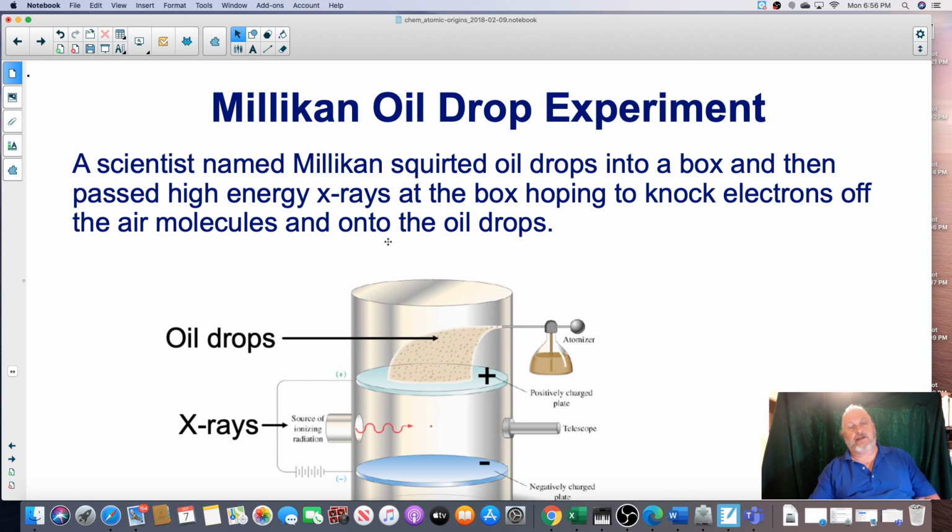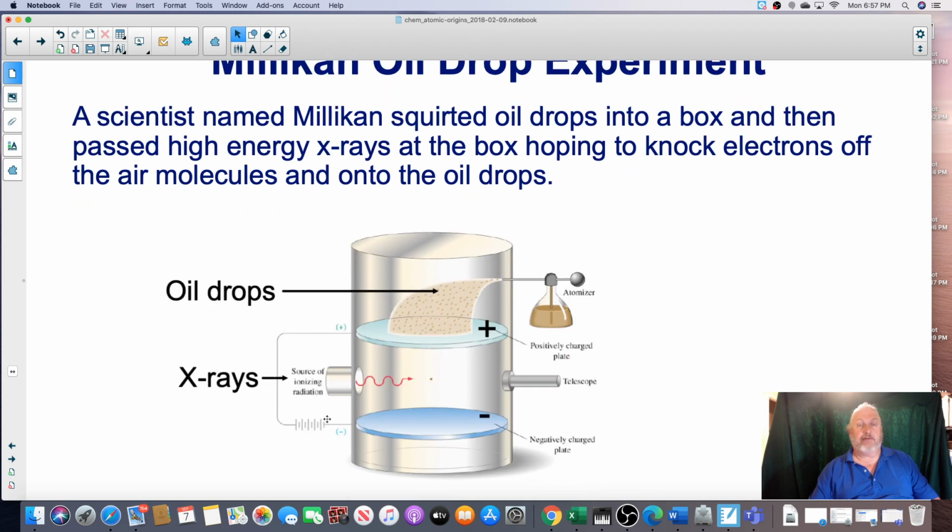So a guy named Millikan, from the United States, had this oil drop experiment. What he did is he squirted this oil into this box, and he was able to pass high energy X-rays to the source, right? And these little oil droplets would go down into this charged plate, which had a battery there, right?